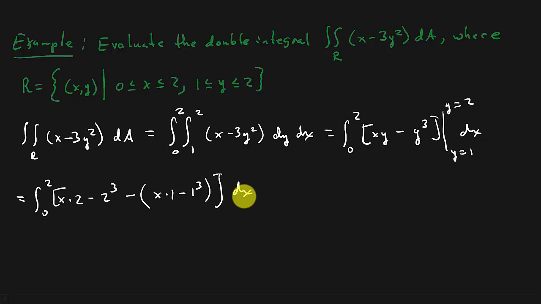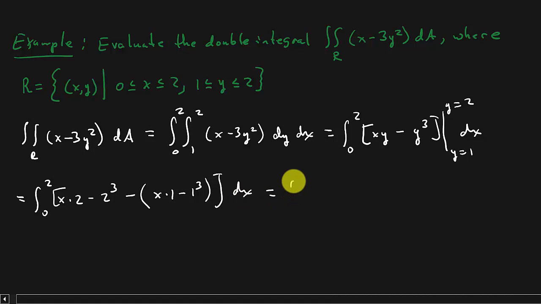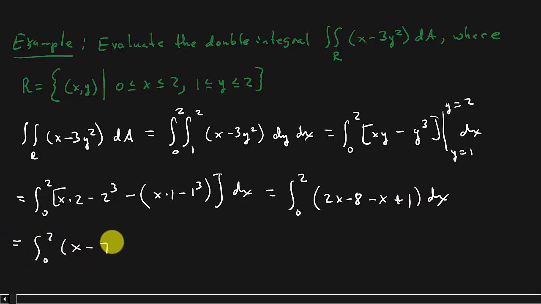All right. So let's see what that gives us. That's going to give us 0 to 2. Let's just write it out. That's going to be 2x minus 8 minus x plus 1, dx, which is going to be 0 to 2, and that's going to be x minus 7 dx. All right, and so now we've got this easy problem to do. That's going to be what? 1/2 x squared minus 7x from 0 to 2.